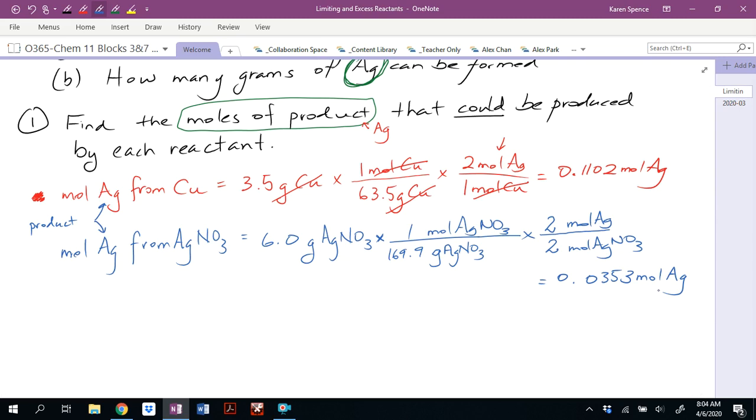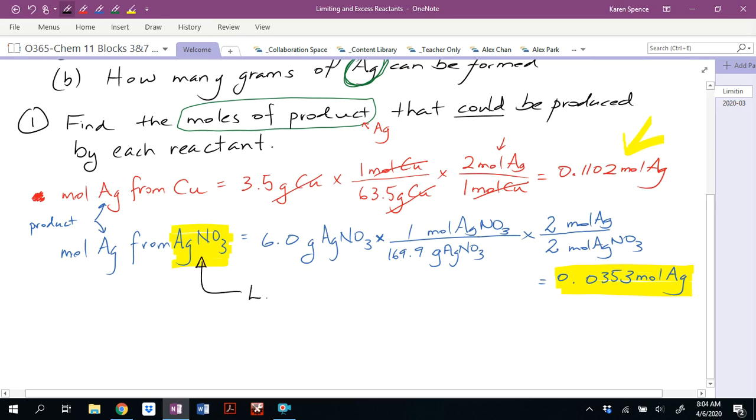Once you've found the moles of product that could be made from each reactant, you have to say, well, who could make less? Who is limiting the amount of product we can form? Well, here's our smaller amount of product, okay? From our silver nitrate, we can only make 0.0353 moles of silver, whereas from our copper, we could make 0.1102. That's a bigger number, yeah? So we are going to run out of silver nitrate first. And what that means is that silver nitrate is our limiting reactant, our LR.